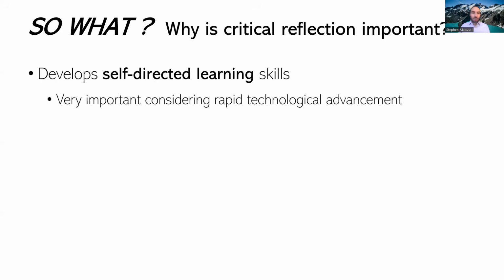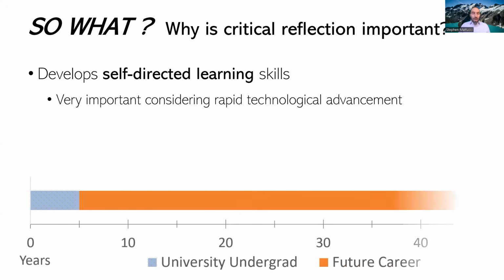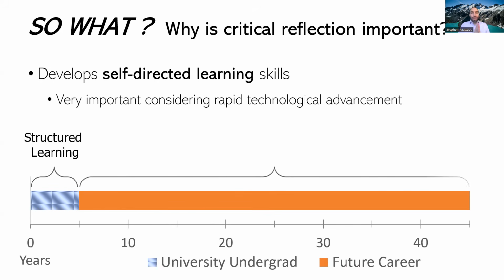Now, this is one of my favorite graphics to explain critical reflection. As you're here at university doing your undergrad, you have this structured learning provided to you. In fact, this is only a short window of your entire career, and the rest of your career, you're going to be responsible for learning on your own. So as far as I'm concerned, one of the most important things you can do while you're at university is actually learn how to learn. So when the structure is removed and you're out in the real world in your career, you can continue to learn and continue to advance, especially because we don't know what the future will hold 10, 20, 30 years from now.